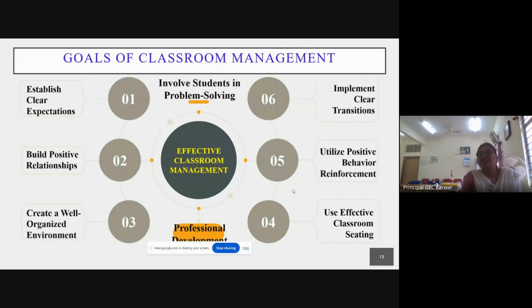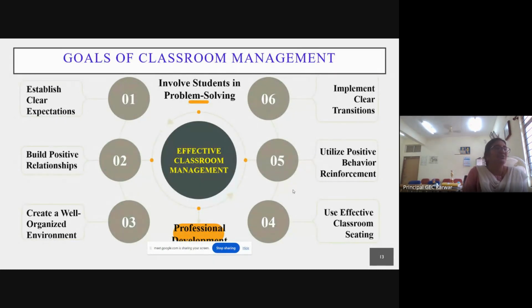Then utilize positive behavior reinforcement, along with implementation of consequences for the inappropriate behavior of students, and we need to follow a progressive discipline approach. Whenever the students are not behaving properly inside the class or outside the class, we need to call the students and their parents.